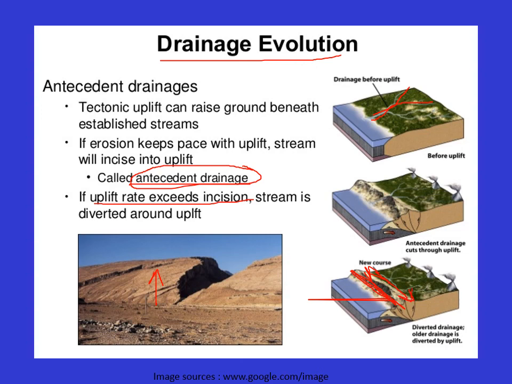So these kinds of change in drainage pattern due to tectonic upliftment: either the river water makes a passage when the rate of incision is almost equal to the rate of upliftment, then it is called antecedent drainage. But if the rate of upliftment exceeds the rate of incision, streams are divided around the uplift and flow perpendicular to the general flow direction, or you can say flow parallel to the uplifted areas.